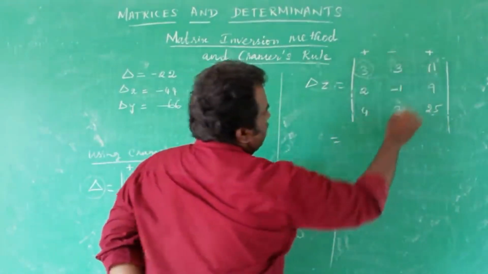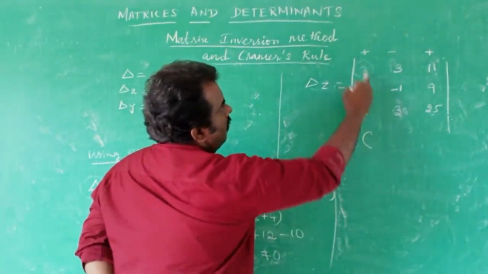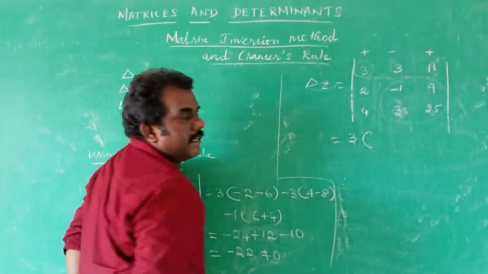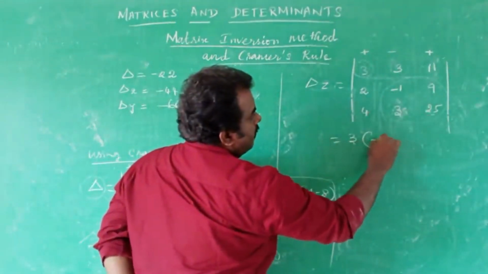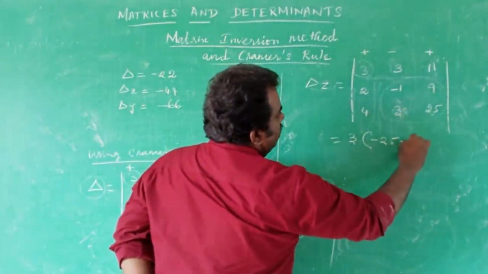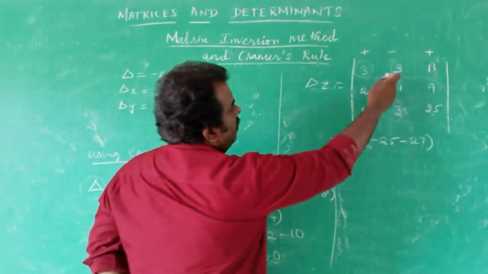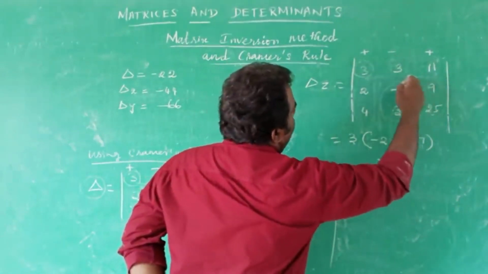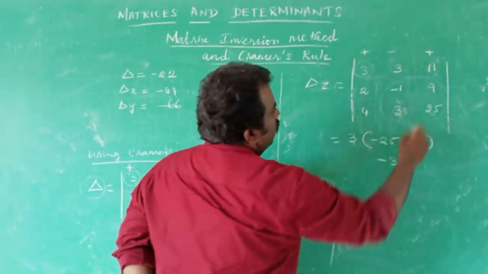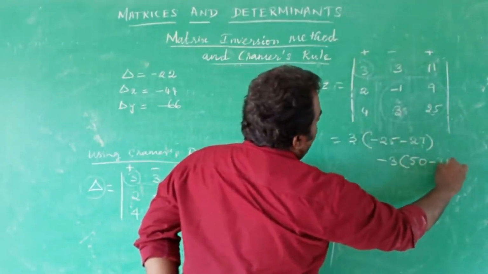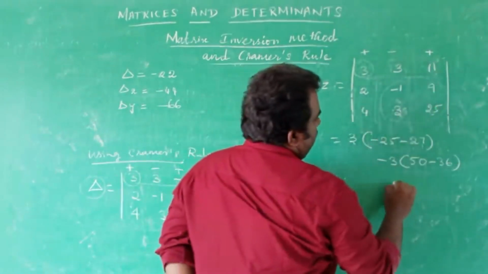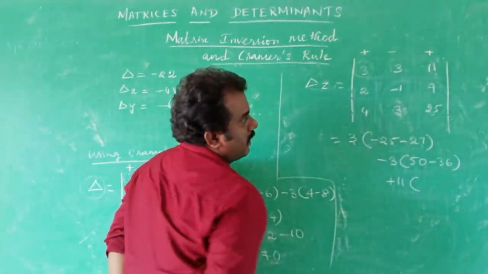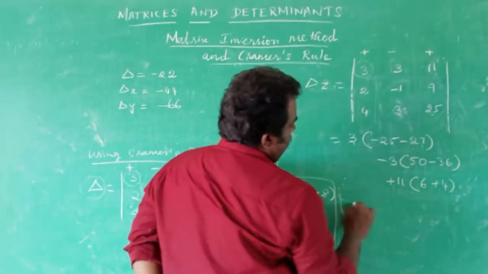We can get the solution of del suffix z. As usual, take the symbol plus minus plus, fix the element 3 along with the symbol positive, and leave this row and leave this column. Take the determinant of the remaining 2 by 2 matrix, that is minus 1 and 25 is minus 25, 9 into 3 is 27, so minus 52. Then take the number 3 along with the symbol minus, that is minus 3. Fix this element, leave this row and leave this column. Take the determinant of the remaining 2 by 2 matrix, that is 50 minus 36. Then fix the element 11 along with the symbol positive and leave this row and leave this column. Take the determinant of the remaining 2 by 2 matrix, 6 plus 4.